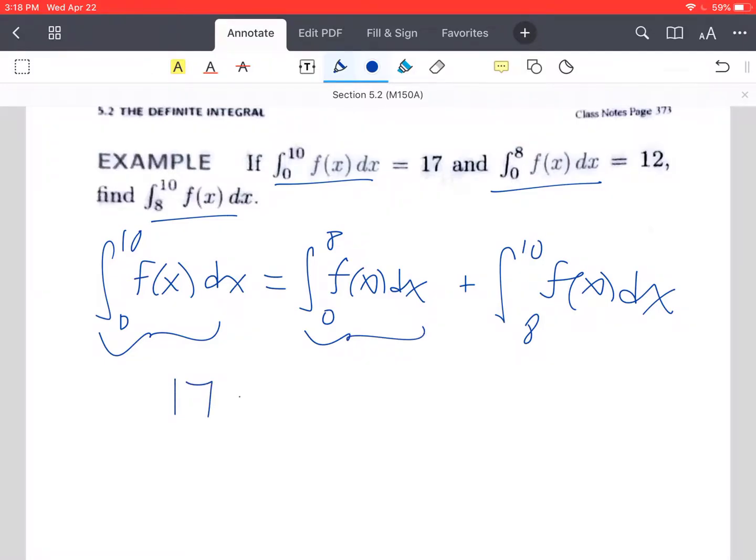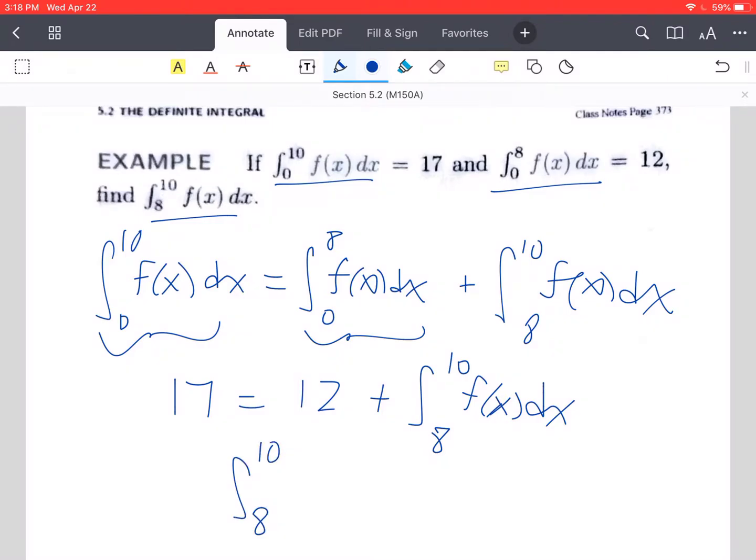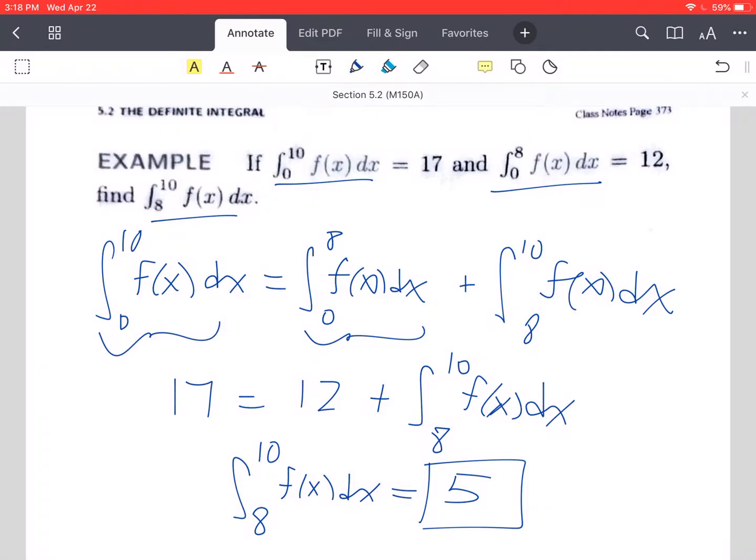So that's going to be 17 equals 12 plus the integral from 8 to 10. Okay, and then subtract. So integral 8 to 10 of f of x dx equals 17 minus 12, which is 5. Okay, so a nice, concise solution on that one, just directly using that property that we just talked about.